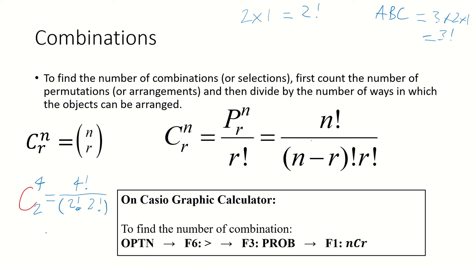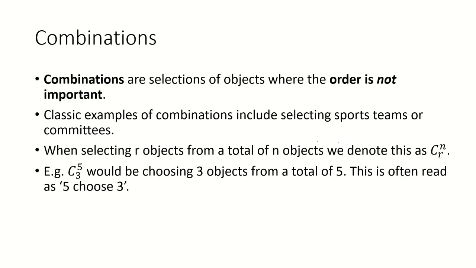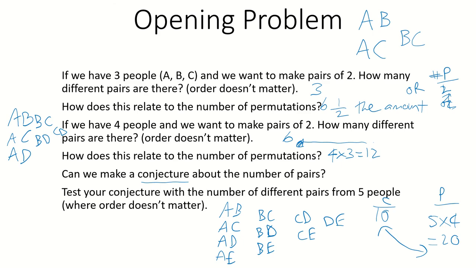Use brackets when using your calculator. So it'll be 4 factorial. If you can't remember how to get to factorial, you hit option, then arrow, which is F6, then probability, which is F3, and then you hit the factorial button, which is the X with the exclamation mark. So it's 4 factorial, and then divide by, using brackets on the bottom line, 2 factorial times 2 factorial, and you get 6, which is what we had from 4 people.